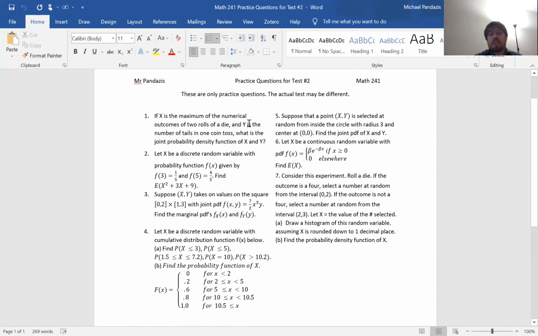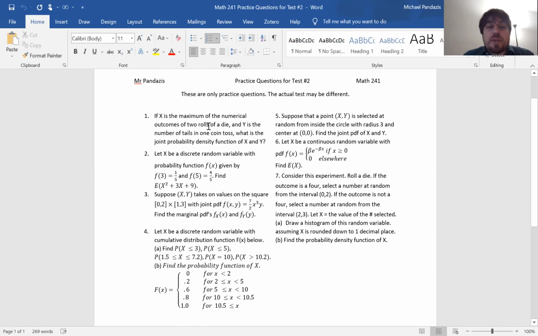So for number 1, if X is the maximum of the numerical outcomes of 2 rolls of a die, and Y is the number of tails in one coin toss, what is the joint probability density function of X and Y? X is the maximum numerical value of 2 rolls of a die. Y is the number of tails in one coin toss. So Y can take on a value of 0 or 1.